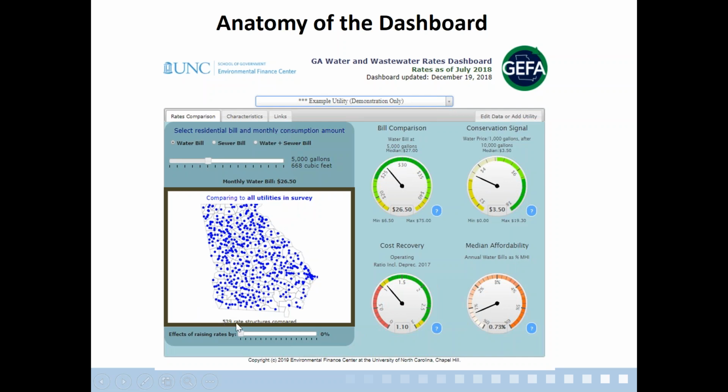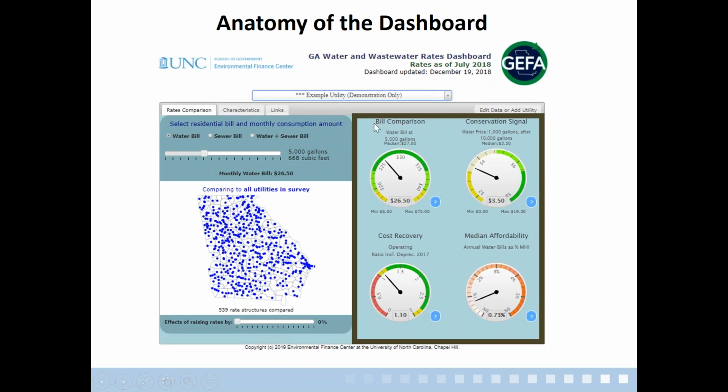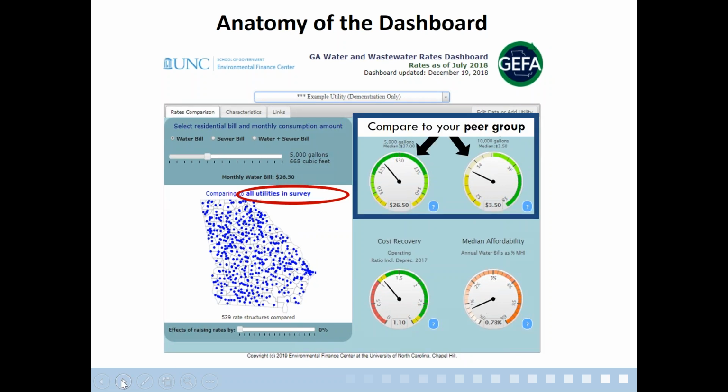It also lists at the bottom the total number of rate structures. So since this is on water, it's comparing 539 water rate structures, and this number will change based on the service that you've selected and also the comparison group that you've selected. Right now it's all utilities. Next, on the right-hand side, this is where the dials are. This is where you can get some different views of what this monthly bill amount actually means. So this is a very important section.